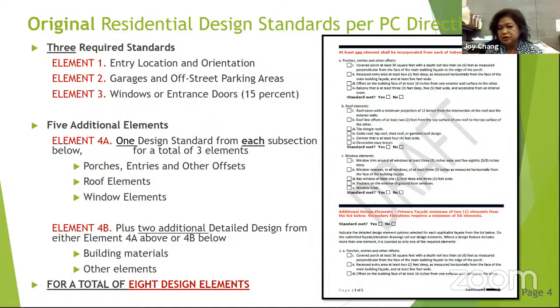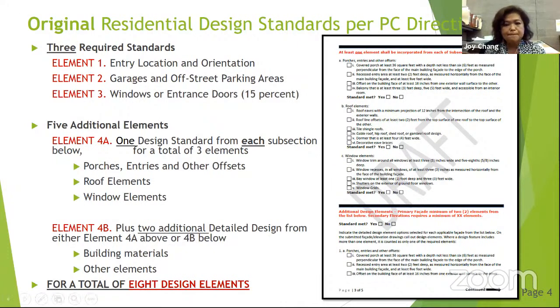So in this particular subsection, porches would require 1 element, roof elements would require another, and window elements would require another, 3 of them. And then the last remaining 2 elements out of the 5 could be from any of those 3 I just mentioned, in addition to building materials and other elements. So the total design elements that we are going to be requiring for both of these options are a total of 8.